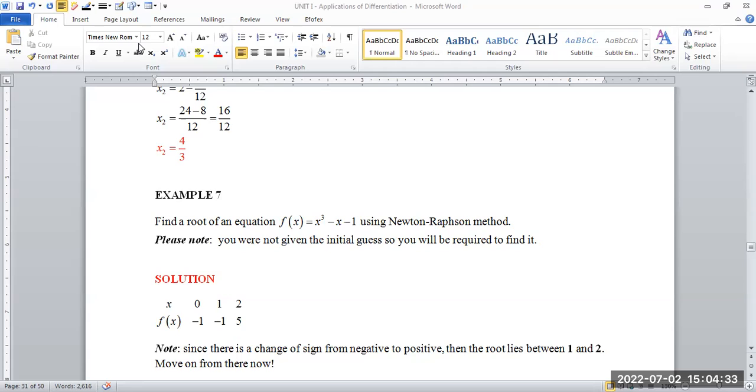How much decimal places? Let us try it at three decimal places. That's what it looks like. All right, we're done then.